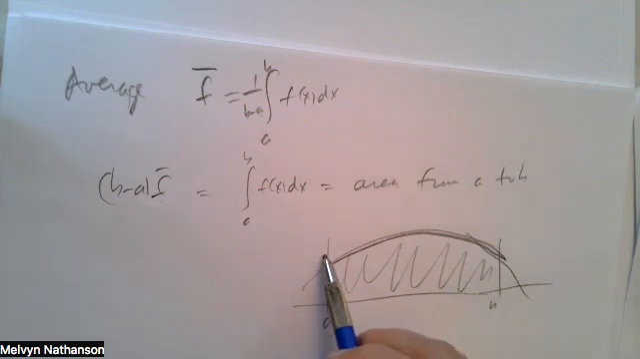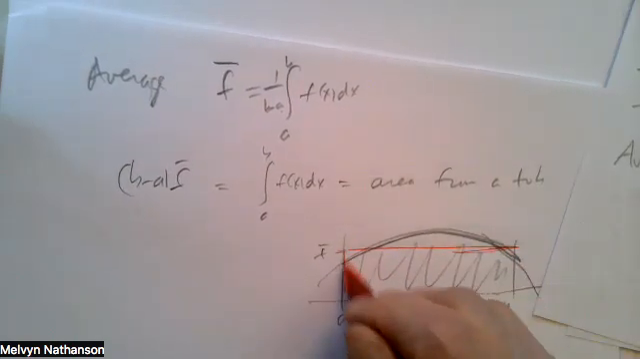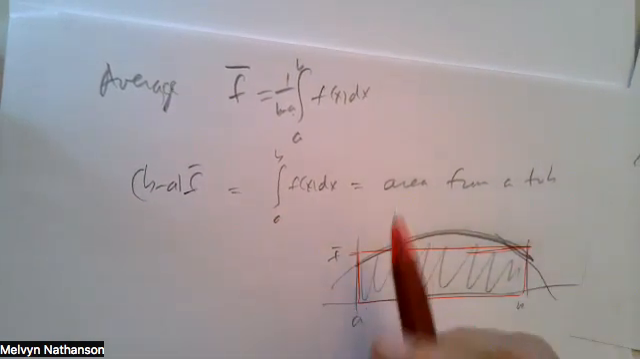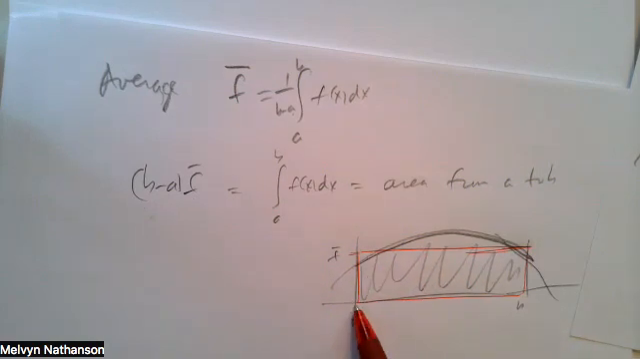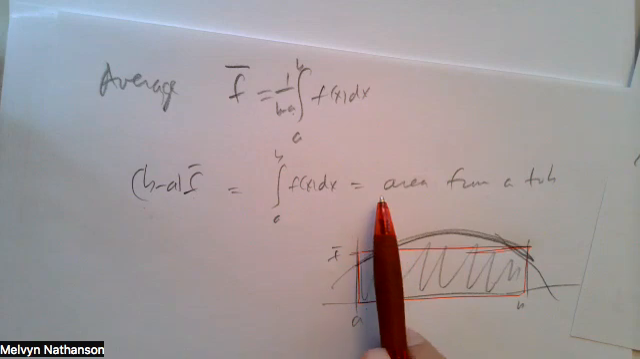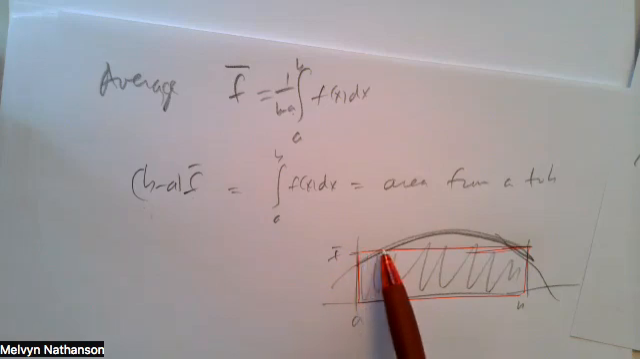Which means if the average value were some number f bar, let me write it like that, then b minus a times f bar is the area of a rectangle from a to b whose height is this average value f bar. So the average value of a function from a to b is exactly the number such that the rectangle from a to b with that height has exactly the same area as the curve.